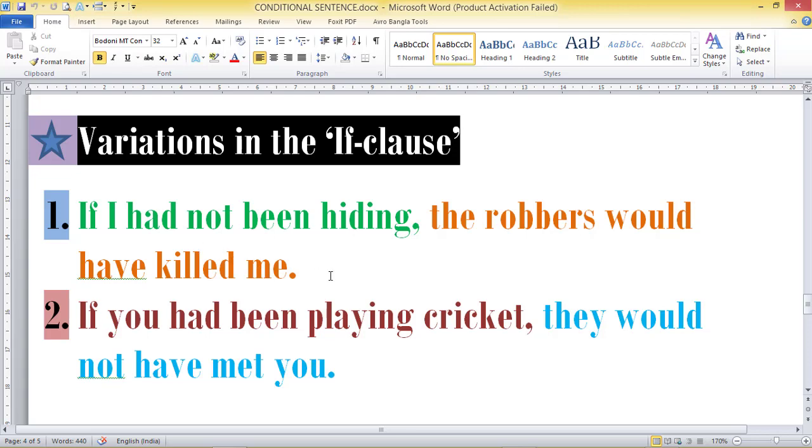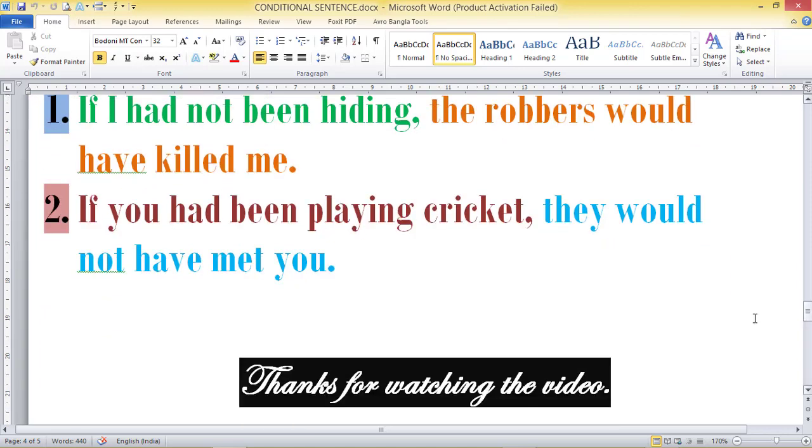Now let's go to the second sentence. If you had been playing cricket, they would not have met you. If we were not playing cricket, that's why they got the chance to meet you. Here in the if clause, you can use past perfect continuous tense or some other tense according to the situation. So certain variations are possible in all types of conditional sentences.